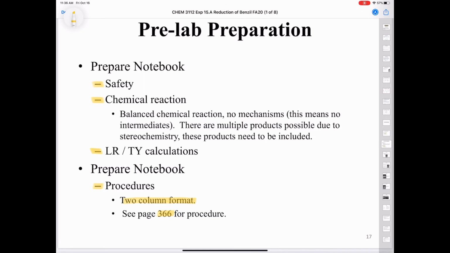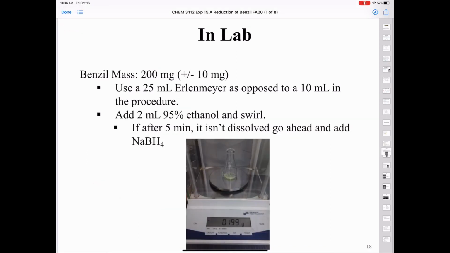When you mass your benzil, you're going to mass around 200 milligrams. If it's anywhere between 190 and 210 milligrams of benzil, you're totally fine. Use a 25 mL Erlenmeyer flask instead of a 10 mL, and add 2 mL of 95% ethanol and swirl it around. If after 5 minutes all of your benzil hasn't dissolved, go ahead and just start with the addition of the sodium borohydride.